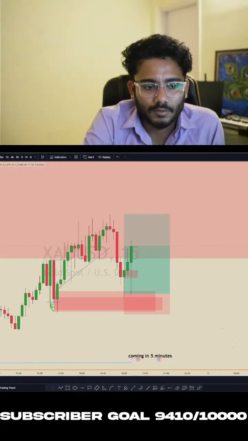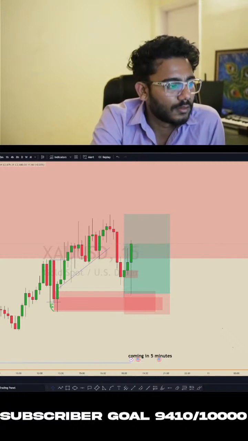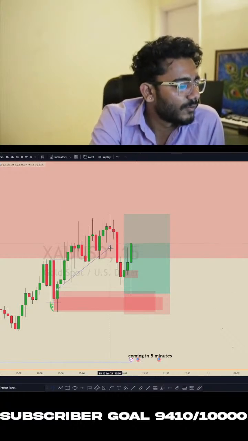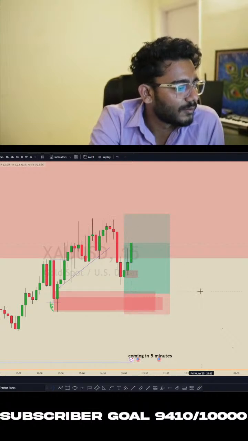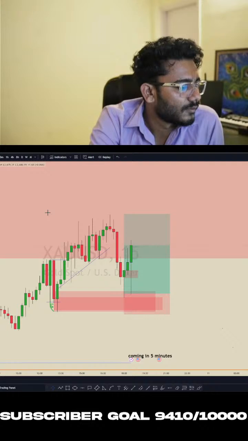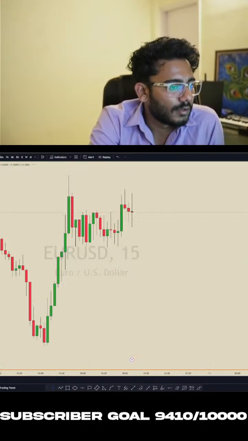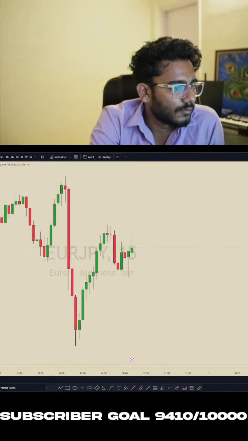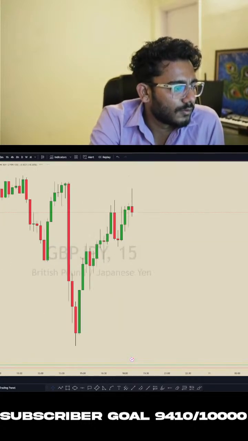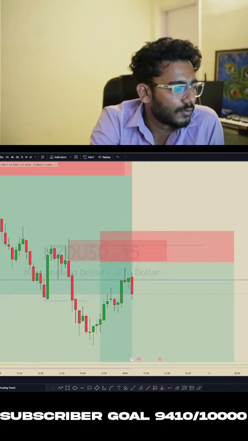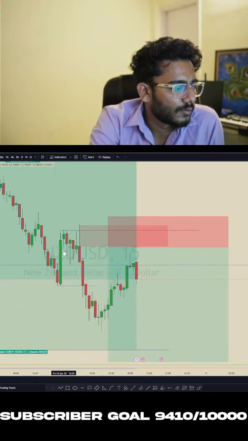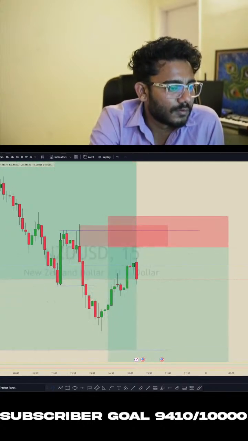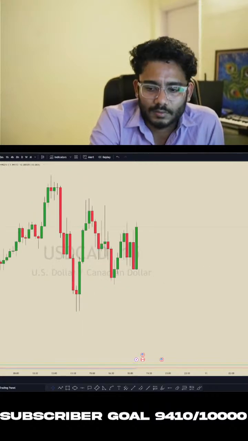Okay, I'll leave now. I'm waiting for price to hit this level, but level GJ GU NZD USD. Okay, price just tapped this, then it's continuing to downside.